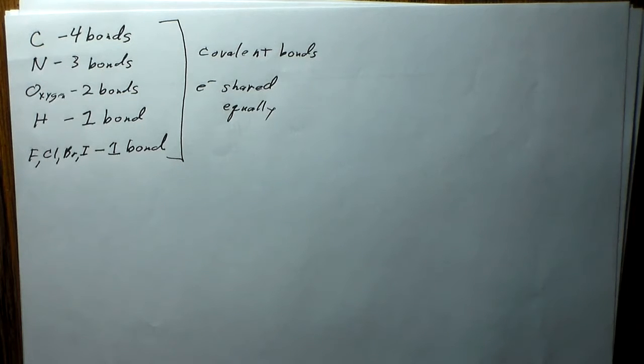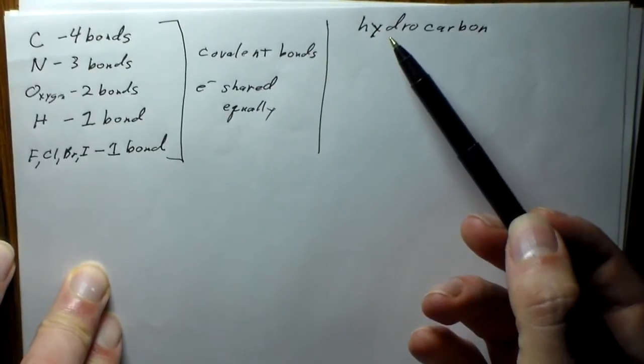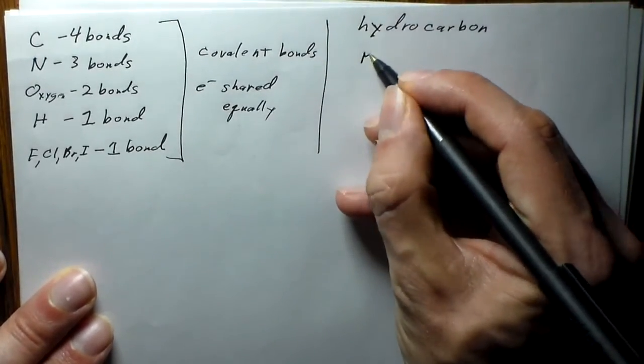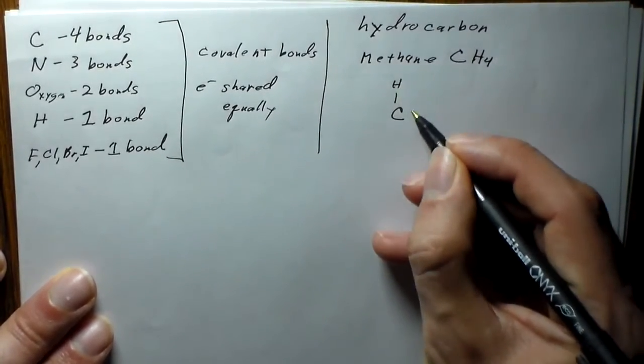All right, so first up, we're going to start at the simplest hydrocarbon, and hydrocarbons are compounds composed of hydrogen and carbon. Okay, so hydrocarbons can just contain hydrogen and carbon in them. And the simplest one, we've seen this before, is methane. All right, and the way we draw this out, again, when we saw this before, just like so.